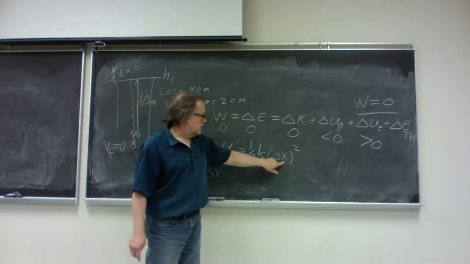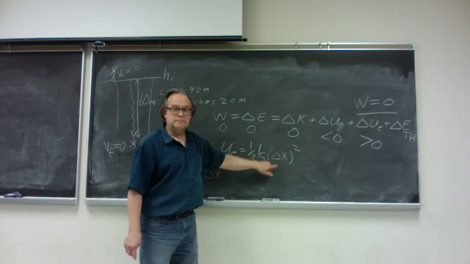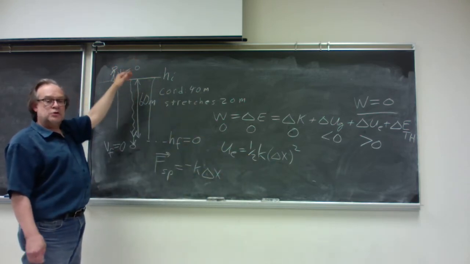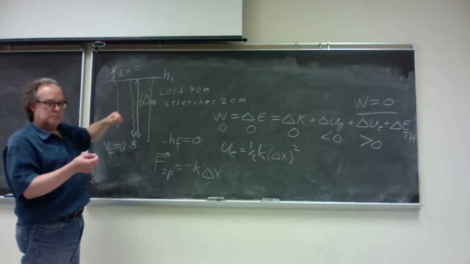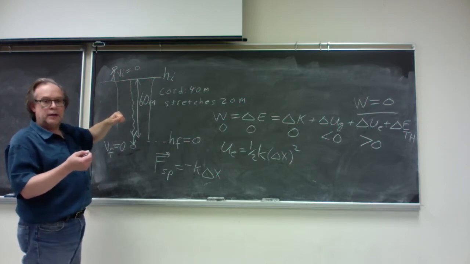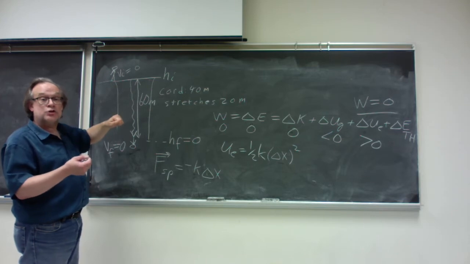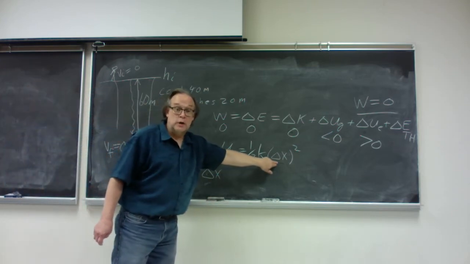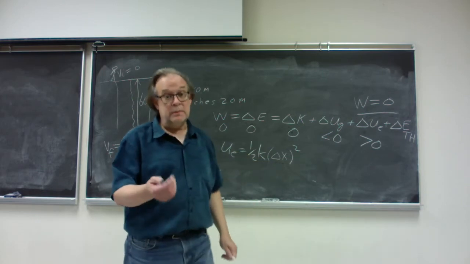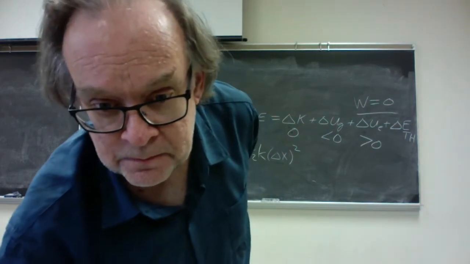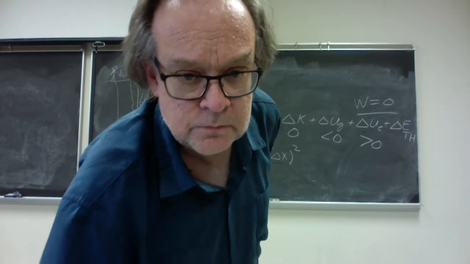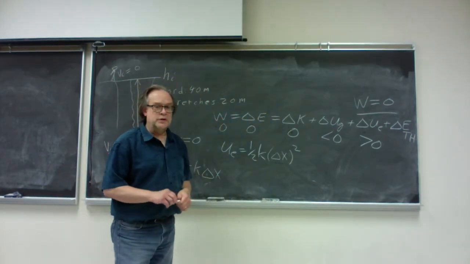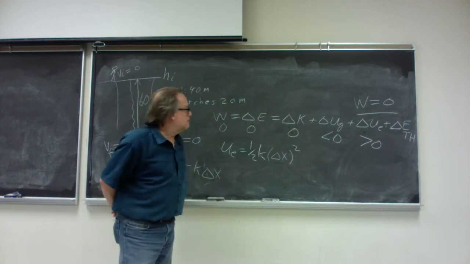So initially, at the top, the cord isn't stretched, so the end of the cord isn't stretched away from its equilibrium location. So that's 0 at the start, and then it's 20 meters at the end when the cord is entirely stretched out.